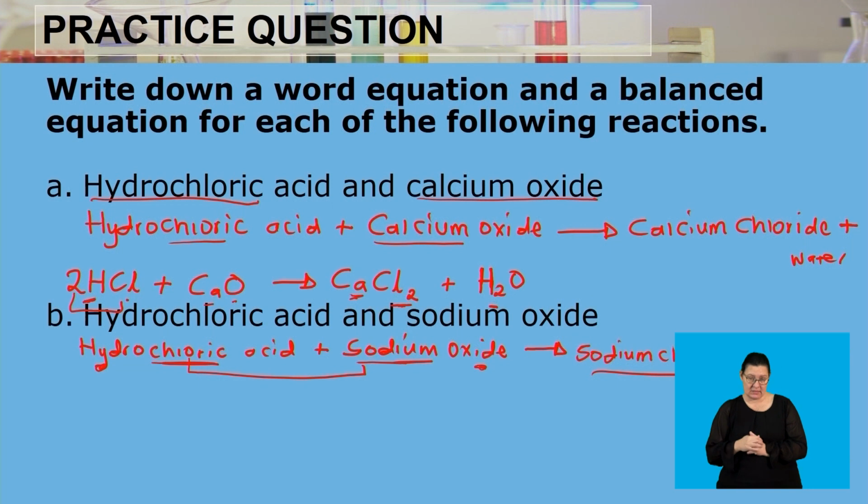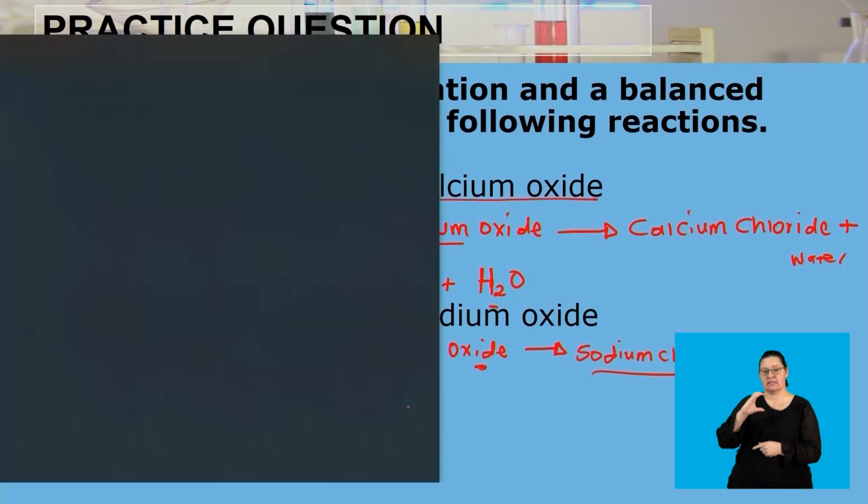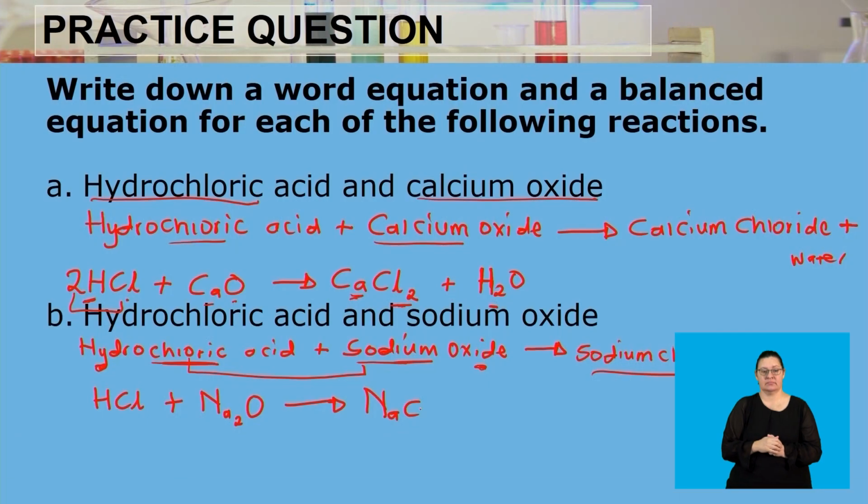Now, in terms of a chemical equation, hydrochloric acid has a chemical formula of HCl, plus sodium oxide, whose chemical formula is Na2O. And then this is going to react to form sodium chloride. We do know sodium chloride has the chemical formula NaCl, plus H2O.